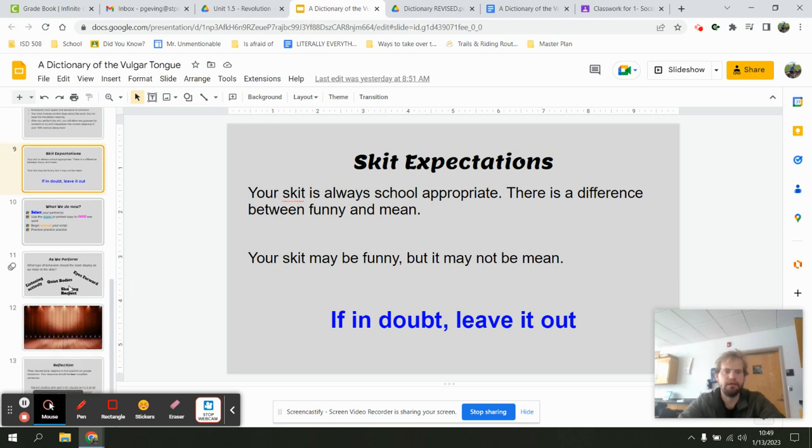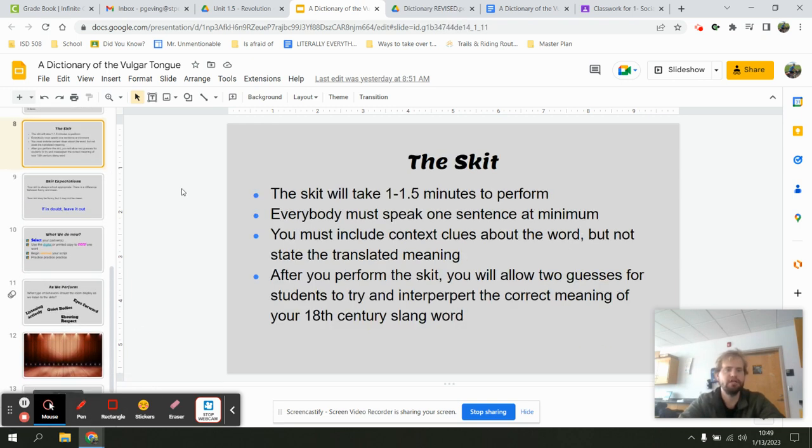And that's how to do the dictionary of the vulgar tongue activity.